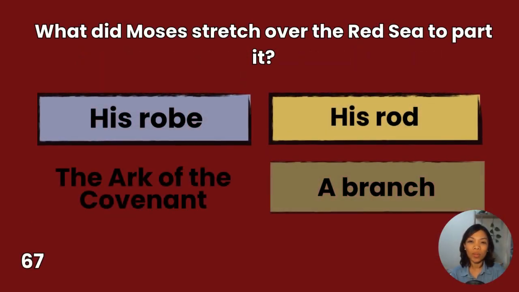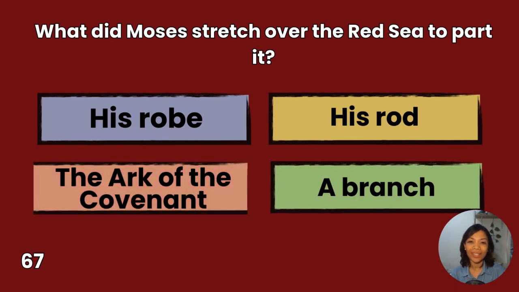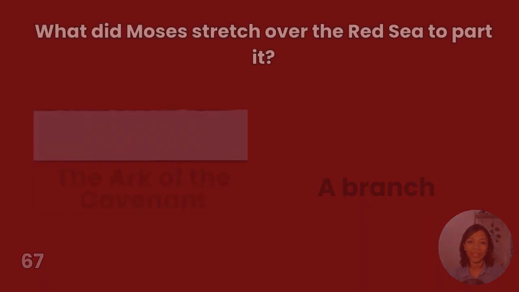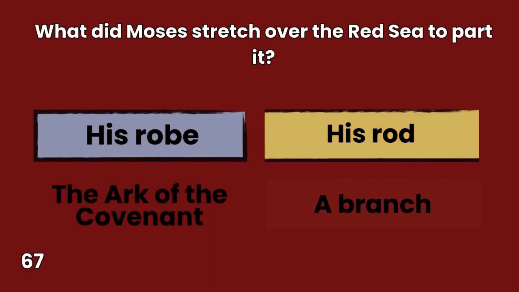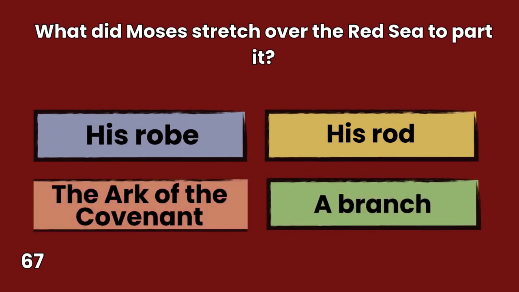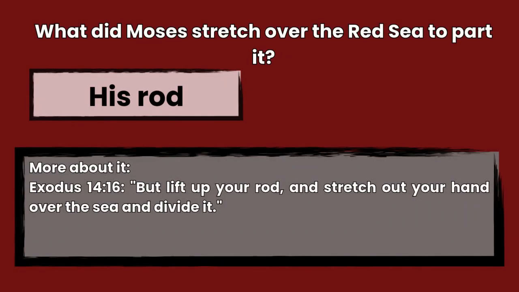67. What did Moses stretch over the Red Sea to part it? His robe, the Ark of the Covenant, his rod, a branch. You have 10 seconds to answer. The answer is his rod. Exodus 14:16. But lift up your rod and stretch out your hand over the sea and divide it.